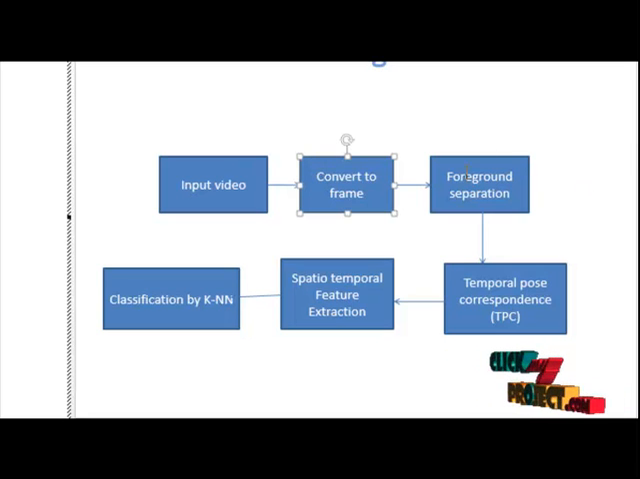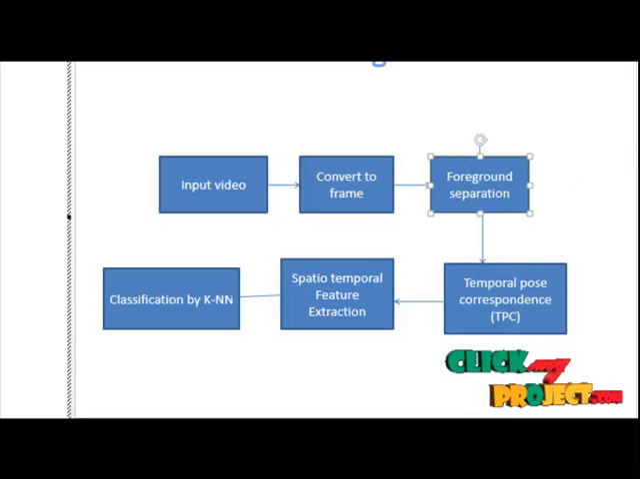Then the next one is the foreground separation, that is background subtraction. In this module, we separate the foreground and background from the frames. A common assumption for background subtraction is that certain attributes of the objects of interest change more rapidly than the background scene. The simplest methods of background subtraction keep a running mean or median of previous frames as a model for the background. While this is efficient and simple to implement, we convert the frames into a binary image. It contains only zeros and ones. Then the next step is the temporal pose correspondence.